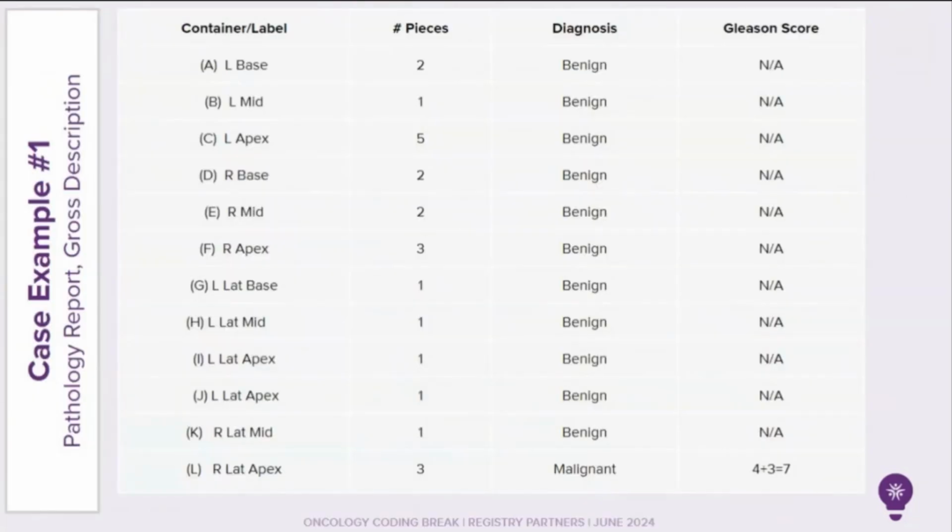Looking at the gross description would be second priority. So here is the gross description. As you can see, specimens A through L are listed out in number of pieces. You can see that there are pieces ranging from 1 to 5 within each one of these labels or containers. And you can see specimen L is malignant and there's 3 pieces.